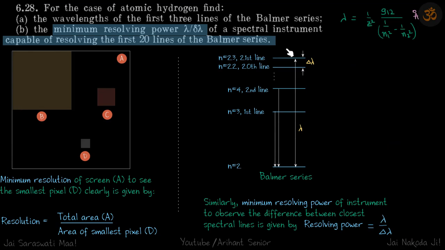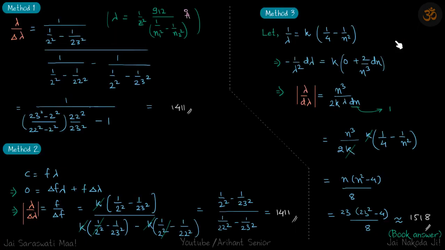So we know 1 by lambda. Again, what do we need to find? We need to find lambda by delta lambda. And this is the formula which we are going to use. So 1 by lambda is some constant times 1 by 4, because it's Balmer series, minus 1 by n square. If we differentiate this, we get minus 1 by lambda square d lambda is equal to k into 0 plus 2 by n cube dn. So from here I get lambda by d lambda is equal to n cube by 2k lambda dn.